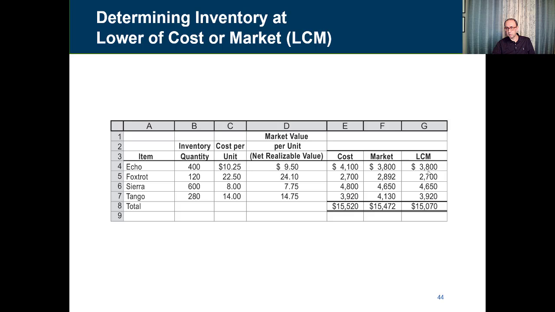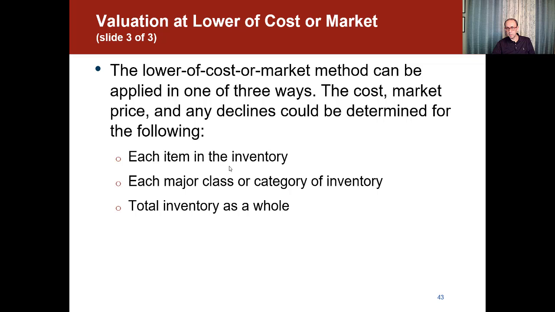Here we can see that the market is lower, so we record the market under LCM. Then we compare cost and market and we keep it at cost. Compare cost and market and we take the market. Cost and market and then we take the cost. And then we add this column and we get a new total. We compare this total, the 15,070, to the 15,520, and the difference would be the amount of reduction in inventory. This approach is based on each item in the inventory.